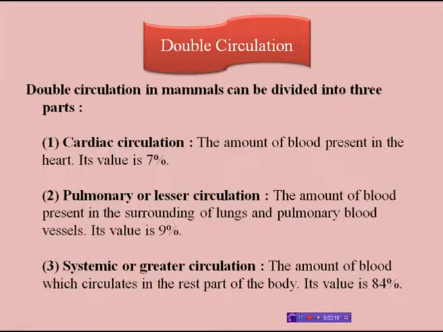What is cardiac circulation? Cardiac circulation is the circulation of blood inside the heart. It is approximately about 7%. Pulmonary or lesser circulation is the amount of blood present in the surroundings of lungs and pulmonary blood vessels. That is, the movement of blood between heart and lungs is called pulmonary circulation. Deoxygenated blood from the body enters the right atrium. It is 9%. And next is systemic or greater circulation. This is the movement of blood between heart and different parts of the body except lungs. Oxygenated blood is received by the left atrium. Its value is about 84%.